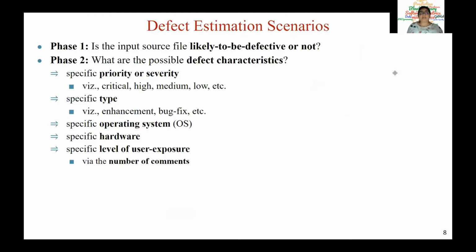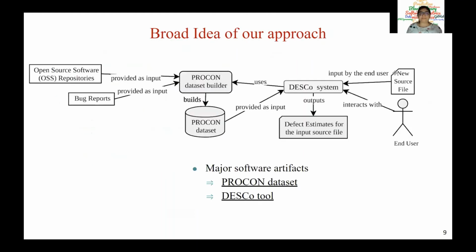Now, for our tool, we considered it to work in two phases. In the first phase, for a given input source file, it checks the likeliness of it to be defective or not. Now, if the source file is found to be defective, it then checks the different defect characteristics. For example, what is the probability of a particular defect to be of critical priority type, and so on.